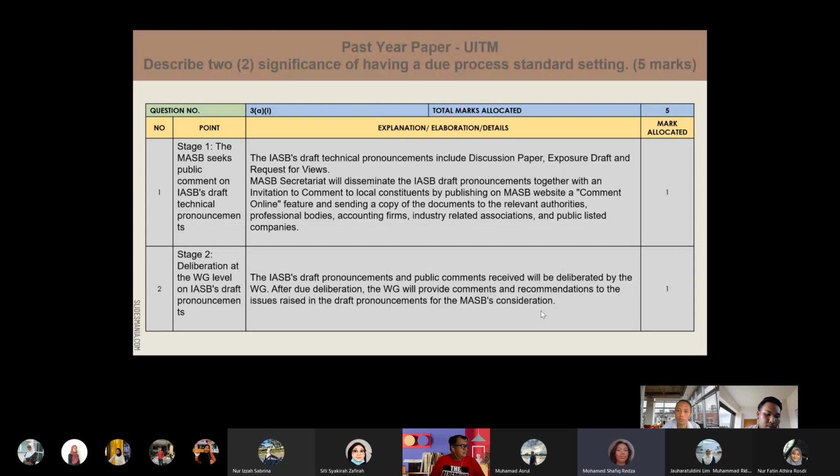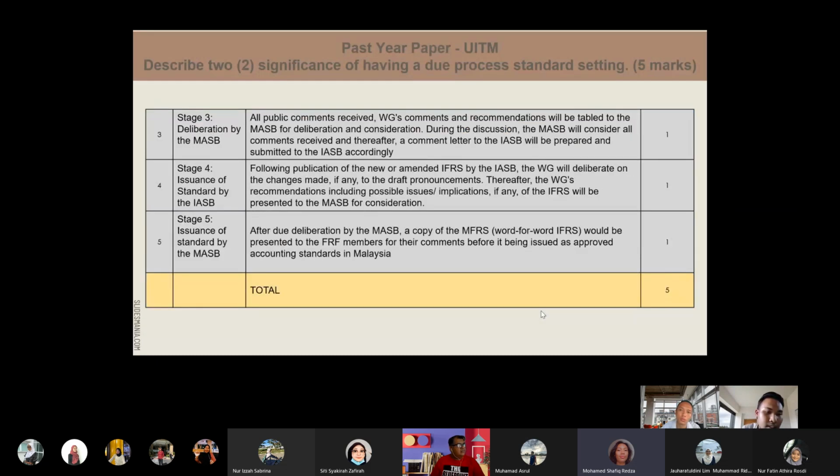For the main point, second is deliberation at the WG level on the IASB draft pronouncement. For the explanation, the IASB draft pronouncement and public comments received will be deliberated by the WG. After due deliberation, the WG will provide comment and recommendation on the issues raised in the draft pronouncement for the MASB consideration.